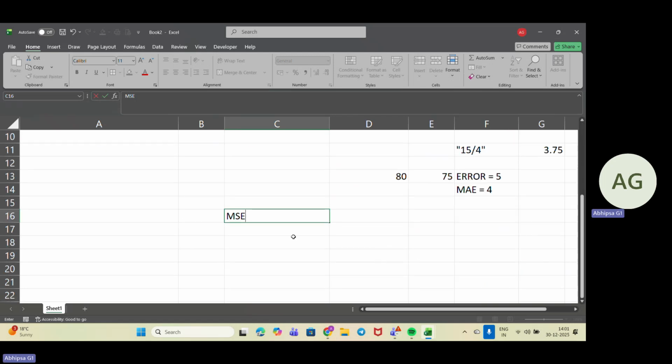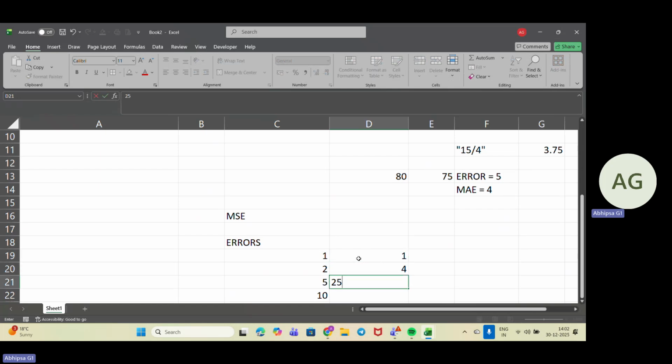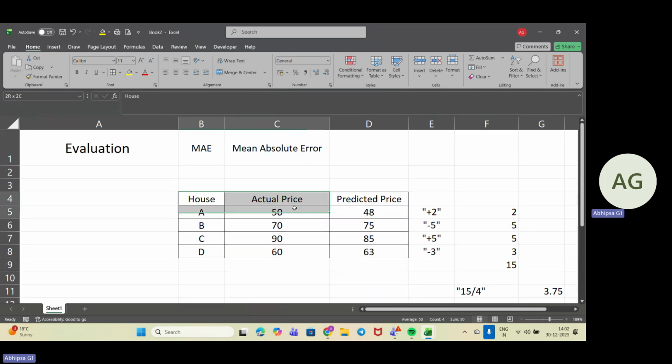Now here, suppose we are just taking the errors. If the errors are coming out as 1, 2, 5, and 10, in that case my squared errors will become 1, 4, 25, and 100, because we are squaring them up, right? So this becomes accordingly.